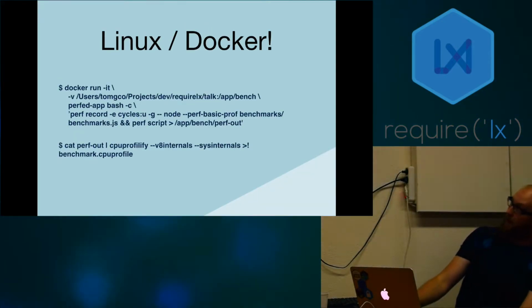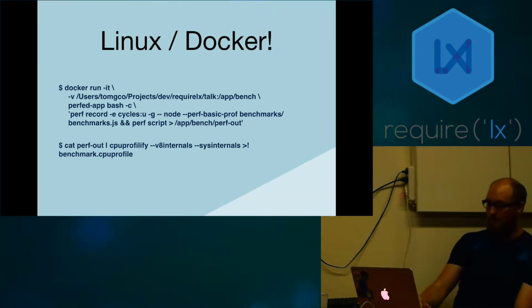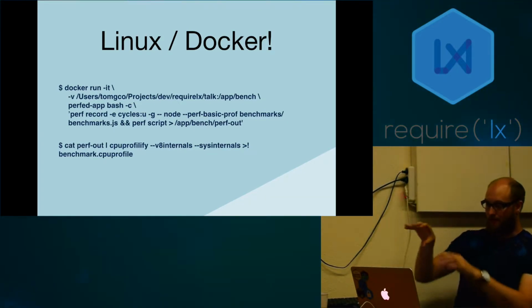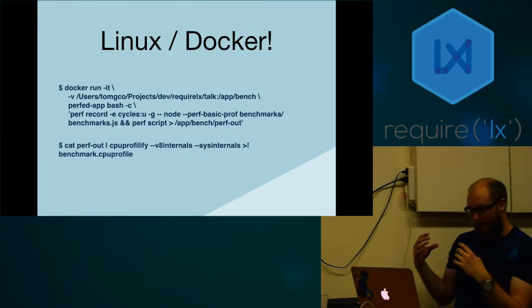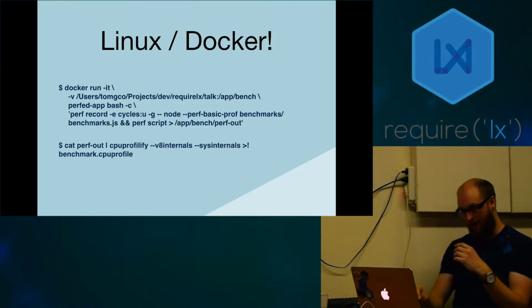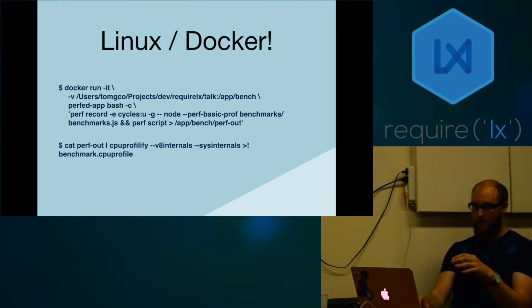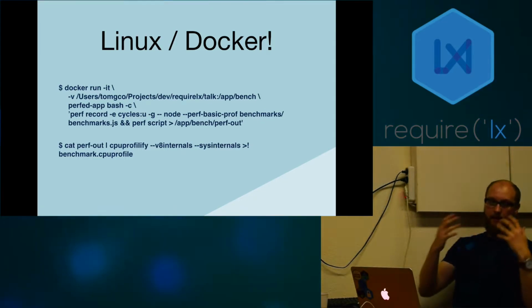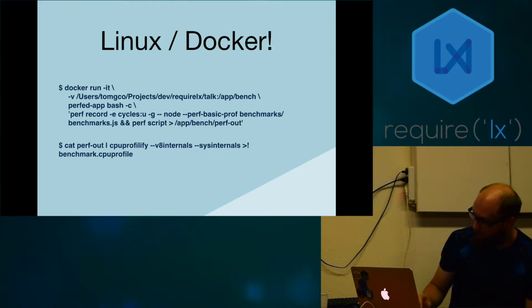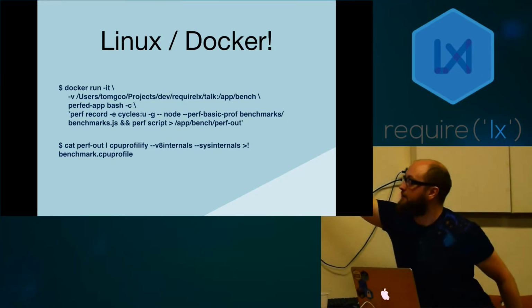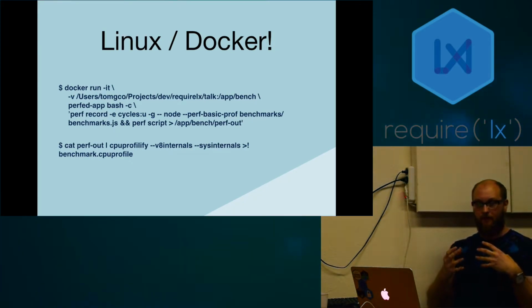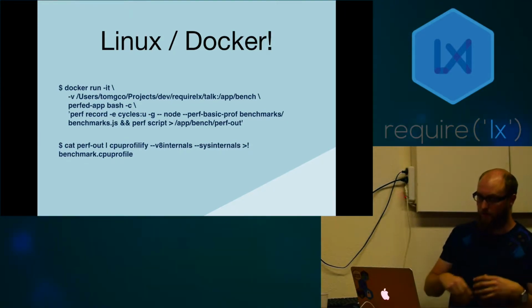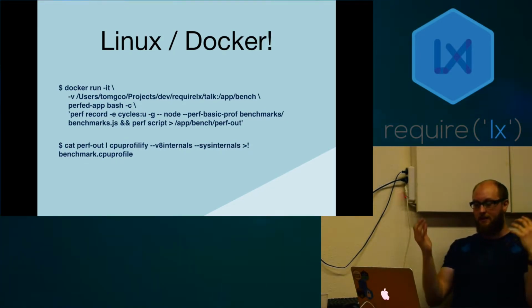To start off with, we can do it in Linux and Docker. We can do a run, mount a directory inside of a Docker container, run our application, call bash on it, and then use the Linux perf command to record the number of cycles that this application is taking. And because we're passing this hyphen perf basic prof to the node command, we actually get a description file out from Node itself, which will give us a massive deep analysis of what our actual Node application is doing.